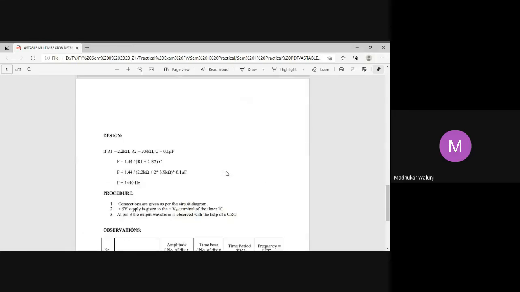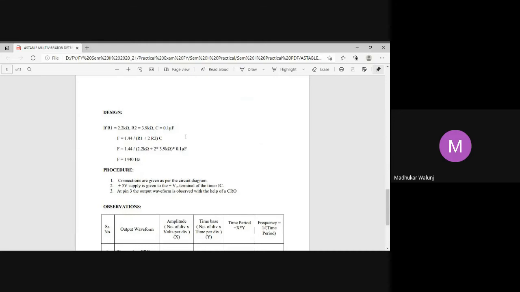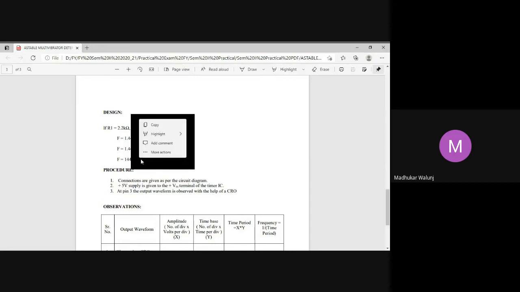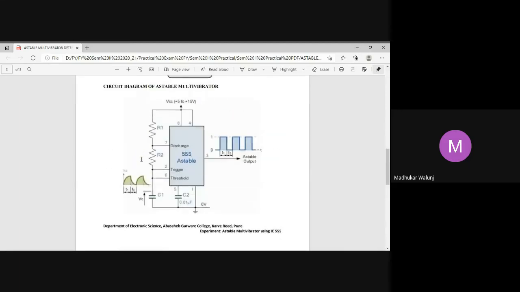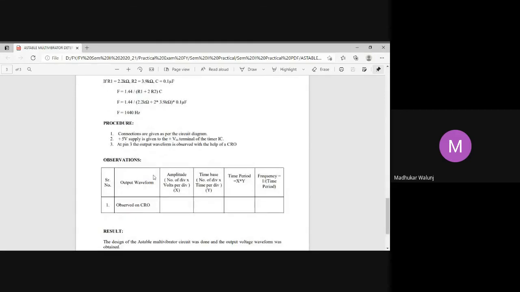If you need to design it, or calculate the frequency, take the formula F equal to 1.44 divided by (R1 plus 2R2) C. Take R1 as 2.2 kilo ohm, R2 as 3.9 kilo ohm, and C as 0.1 microfarad. If we put in the values of R1, R2 and C, finally you will get a frequency in hertz of 1440. In the experiment, we put in the values of R1, R2 and C according to the design, connect the oscilloscope, CRO, and measure a waveform like this.